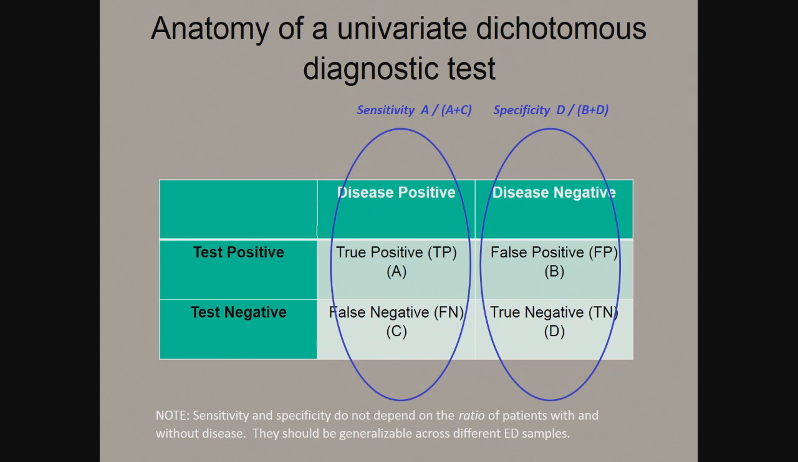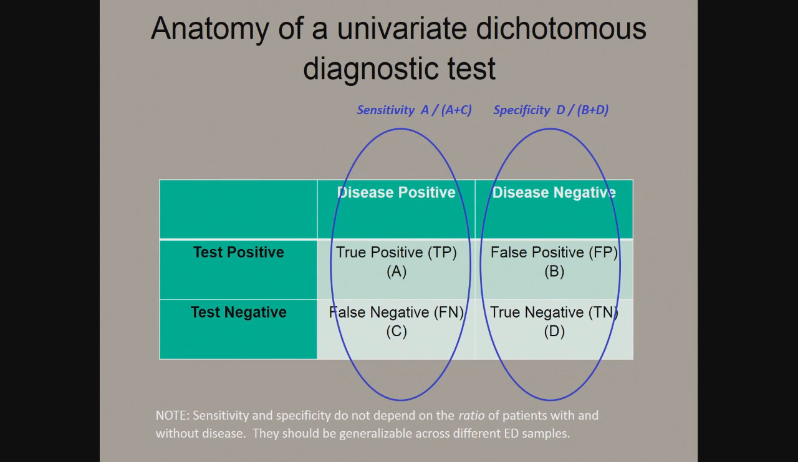So, anatomy of a univariate, dichotomous diagnostic test: a 2x2 table, which presumably you've all seen. Note that sensitivity, the blue circle on the left, deals with people who have disease: the probability of a positive test in people who have disease. Specificity deals with people who don't have disease.